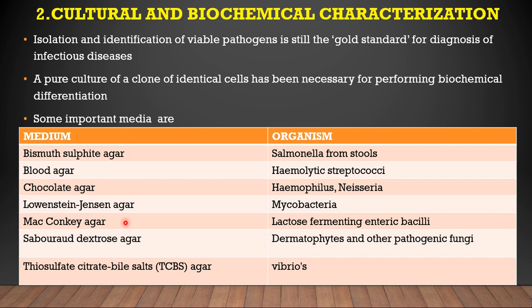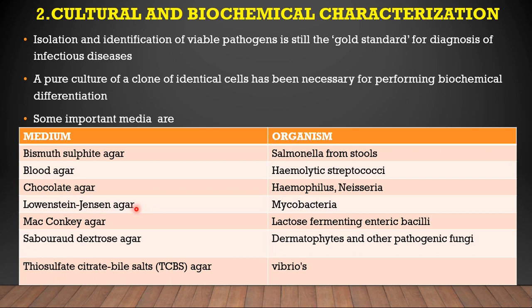So here are certain important media recommended for the isolation and cultivation of both pathogenic bacteria and fungi. Let's see examples of some of the media, like bismuth sulfite agar, mainly used for the identification of Salmonella from stool samples. Blood agar is mainly used to identify the hemolytic streptococci. Then chocolate agar for Haemophilus and Neisseria. Then Lowenstein-Jensen agar, that is LJ agar medium, which is mainly used to identify the growth of mycobacteria, because that is the only one on which they can be grown.